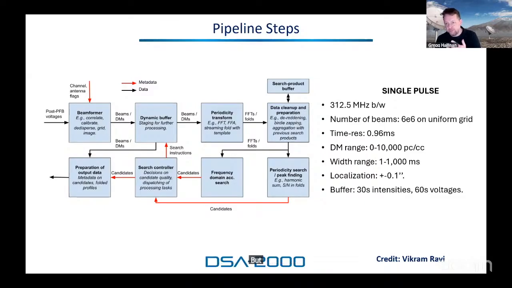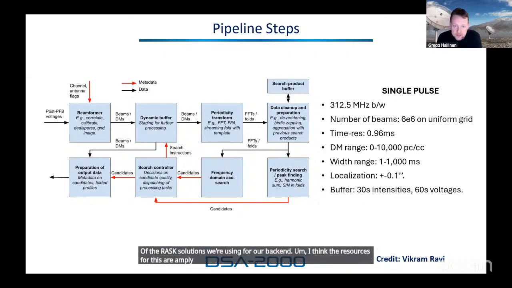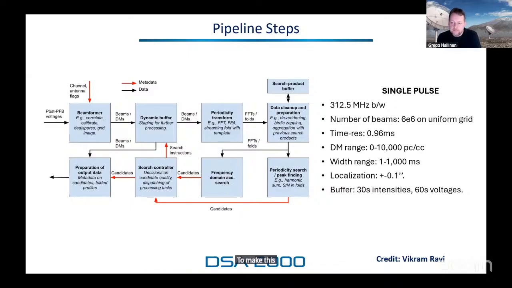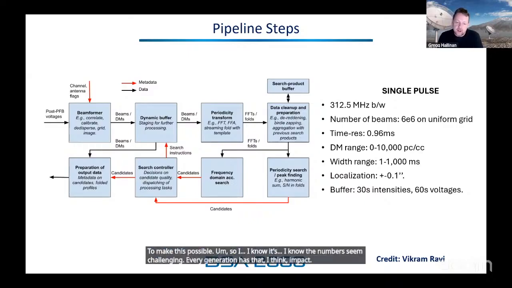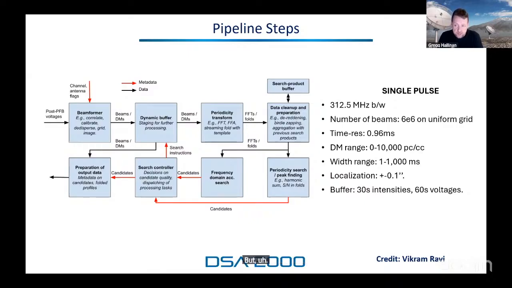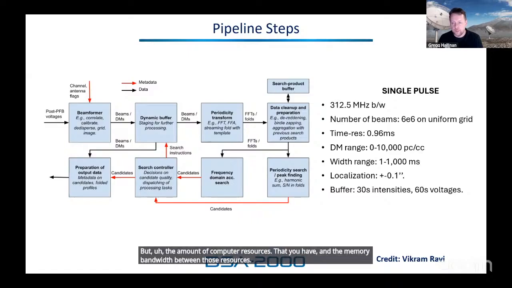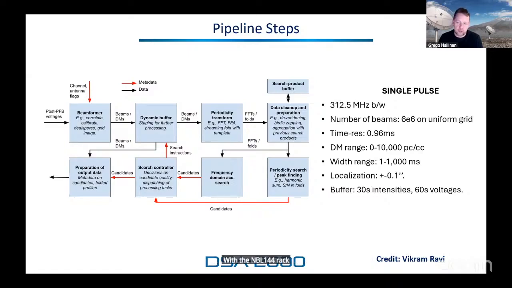But if you take a look at the specifications of the rack scale solutions we're using for our back end, I think the resources for this are amply available to make this possible. So I know the numbers seem challenging. Every generation has that impact. But the amount of compute resources that you have and the memory bandwidth between those resources with the NVL 144 rack, I think we're in good shape for this.